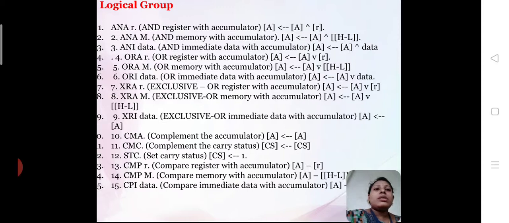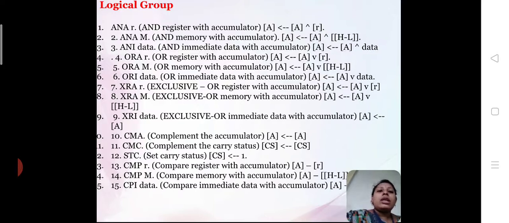Next we see logical groups. Here the logical group includes AND operation, OR operation, complement, and compare. These all come under this logical group. And let's see some of the examples. Here ANA R means AND register with accumulator. I already told you in the previous slide, all arithmetic and logical operation results will be stored in the accumulator. Here the source is the register and the destination is the accumulator. So AND register with accumulator means register R and accumulator perform the AND operation.